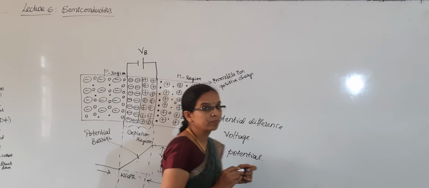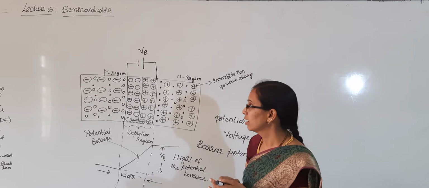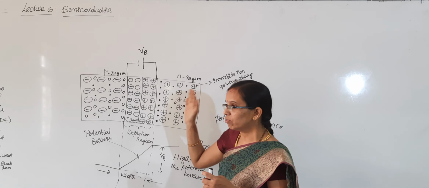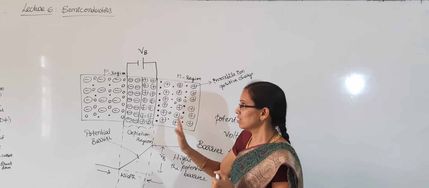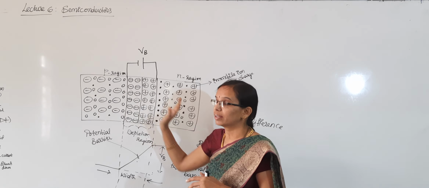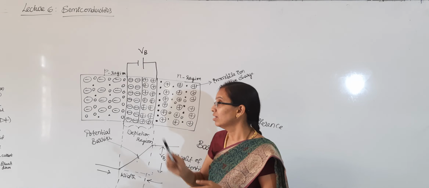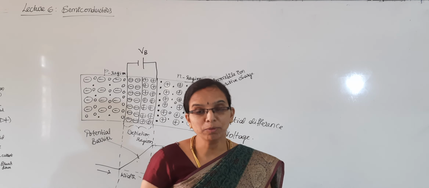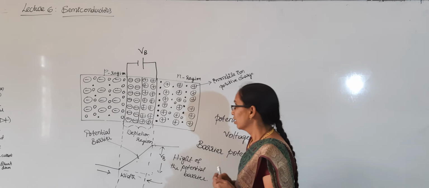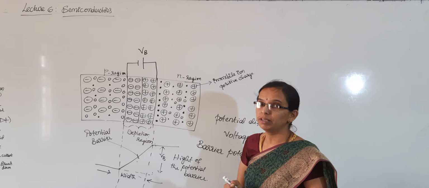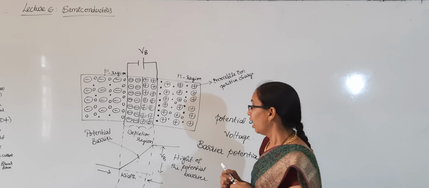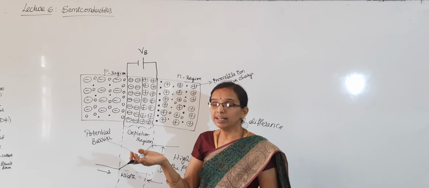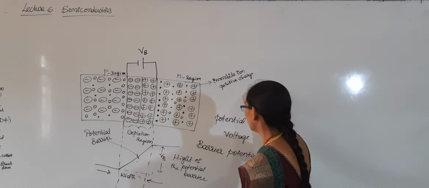That means these free electrons cannot cross the junction. There is a wall, a barrier which is controlling these free charge carriers from moving across the junction, and that is called the potential barrier or barrier potential, and it is represented by VB. This VB is experimentally calculated at room temperature.